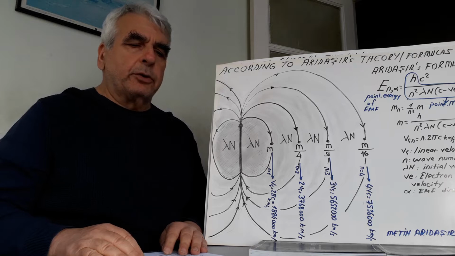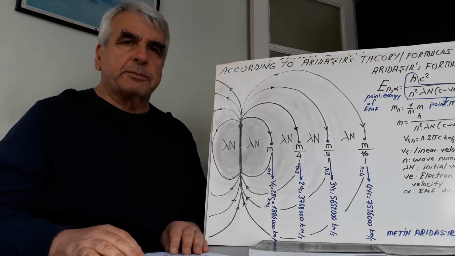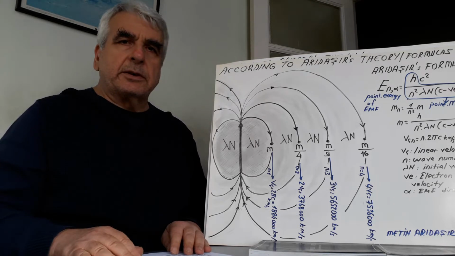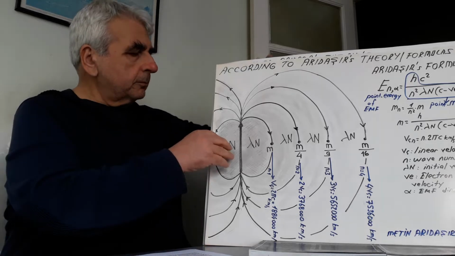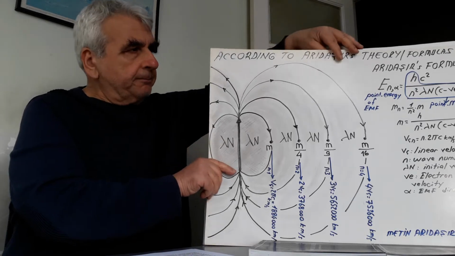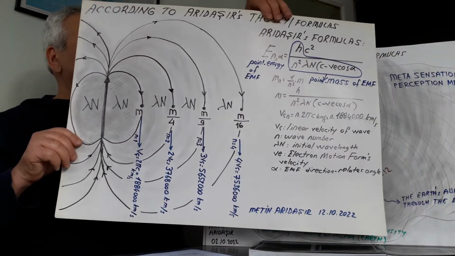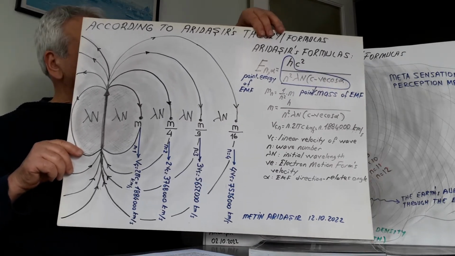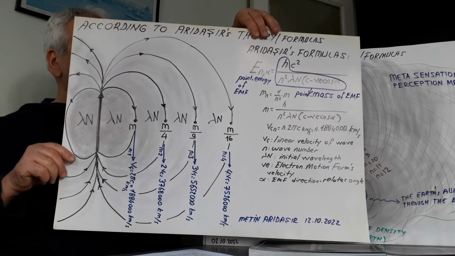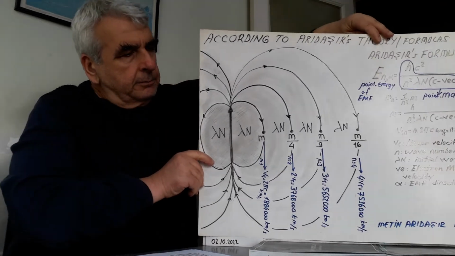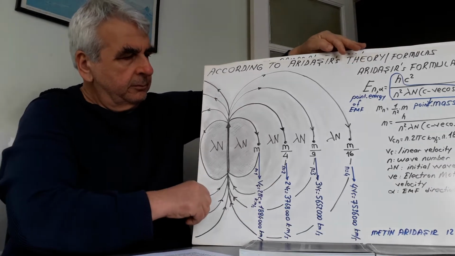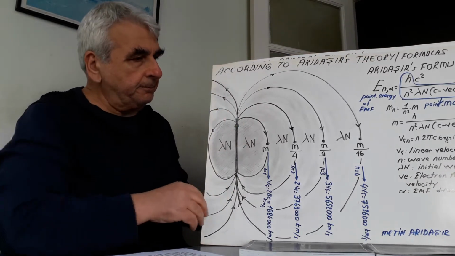Arıdaşır's massive photon waves as gravitation sources in meta-sensation perception matter. There is no action at a distance. Now, snapshot. I advise you to notice that. Yes, my formulas, and other things.